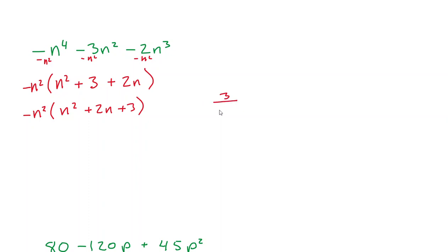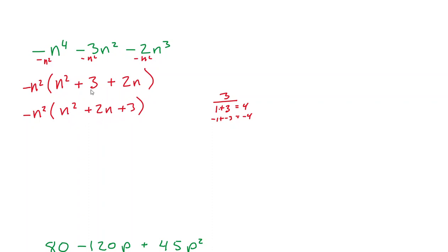The factors of 3 that add up to 2. Well, let's see. 1 times 3 is 3, and 1 plus 3 is 4. And negative 1 times negative 3 is 3, and negative 1 plus negative 3 is negative 4. Now, wait a second. There are no factors of 3 that add up to 2, so therefore, this cannot be factored. This is a trinomial in standard form with the variable squared plus something times the variable plus something else.